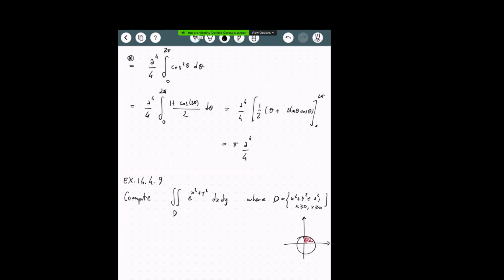Okay, so if you write this domain in polar coordinates, this is going to be equal to r less or equal than a. But then here we want also x and y positive, so we have to pick the angle such that theta is less or equal than pi divided by 2 and greater or equal than 0. So this is what we have.